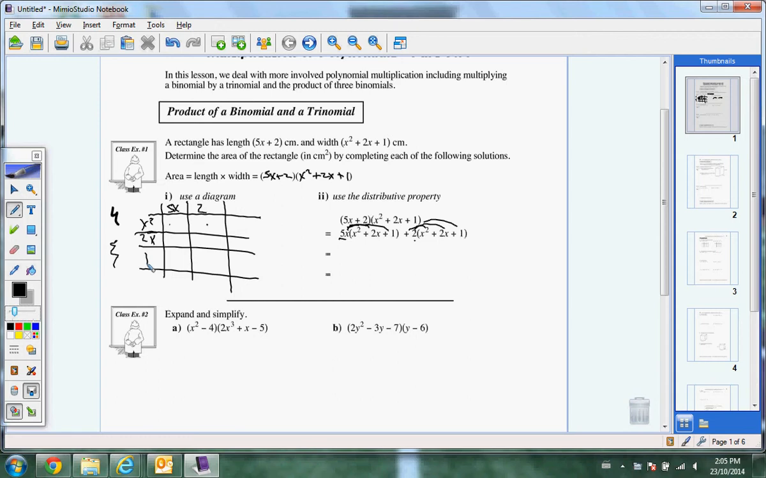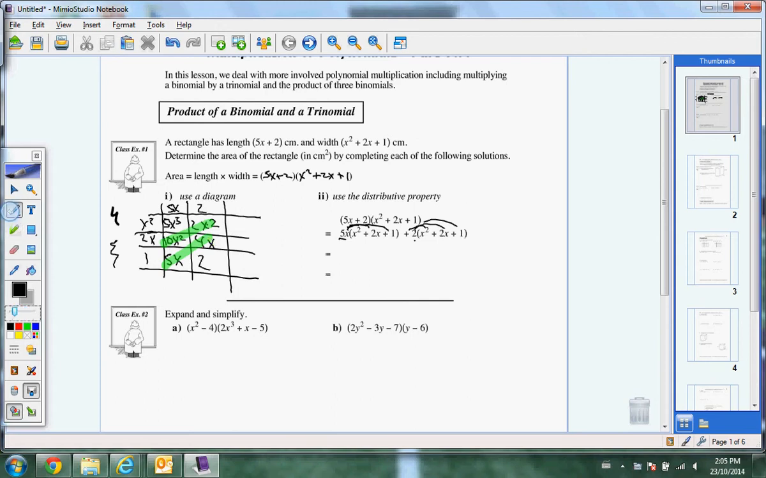X squared times 5x, 5x cubed. X squared times 2, 2x squared. 2x times 5x, 10x squared. Should have made a bigger box. 2x times 2, 4x. 1 times 5x, 5x. 1 times 2, 2. So you can kind of see with this that the diagonals can be put together. Those 2 diagonals can be put together.